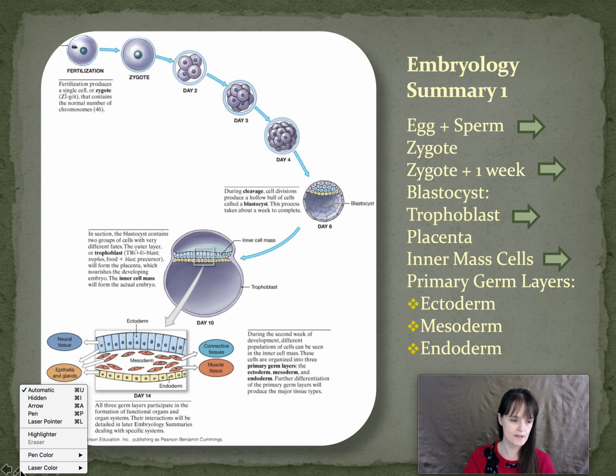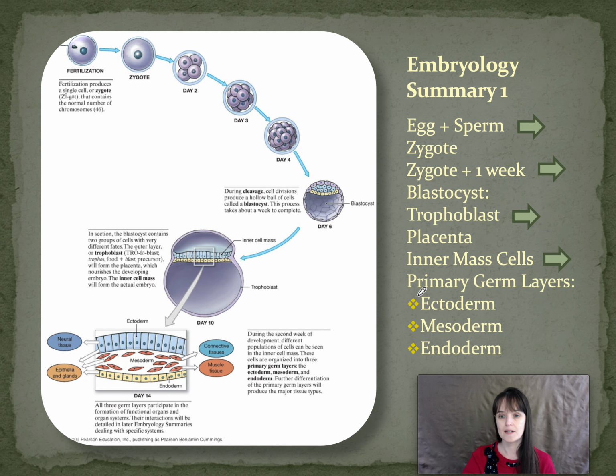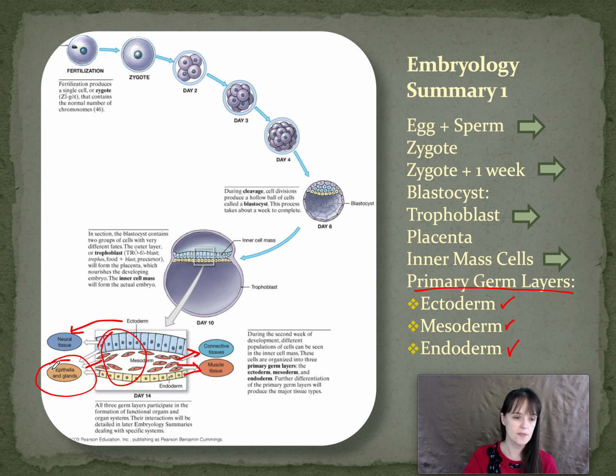I don't have my pen turned on. We need a red pen going on here. The primary germ layers, and they are the ectoderm, the mesoderm, and the endoderm. And these are the three germ layers that made all your cells. So the ectoderm becomes neural tissue. The mesoderm becomes connective tissue and muscle tissue, and everything contributes to epithelia and glands. So that's how that works.